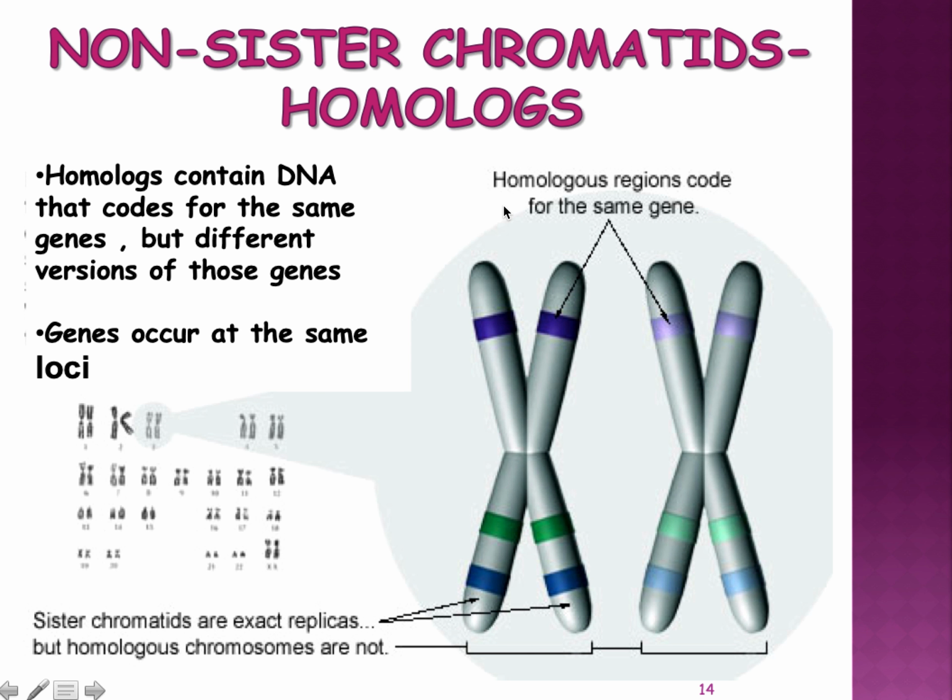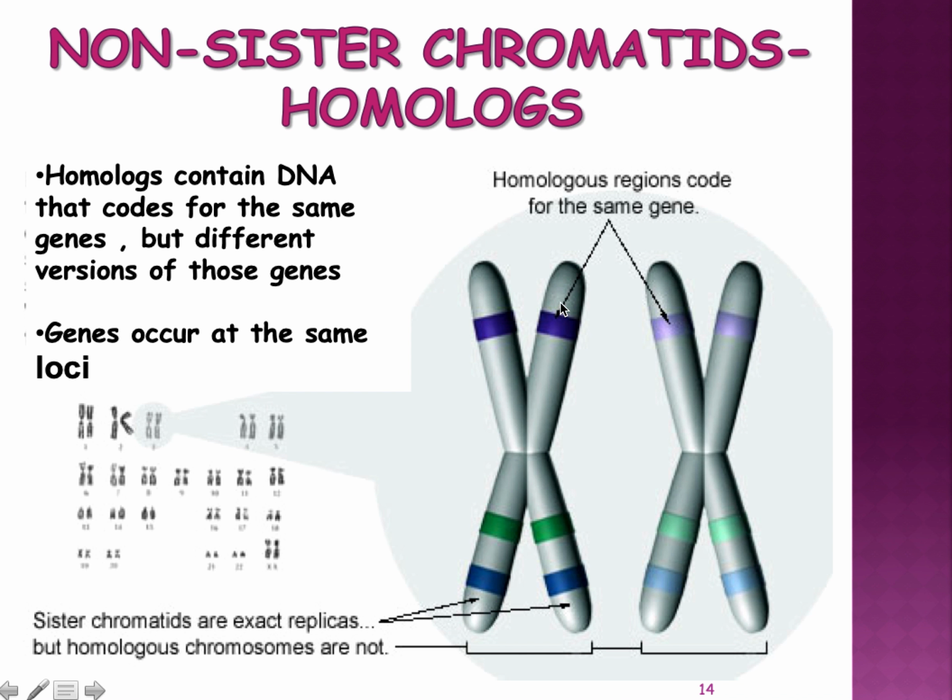They are homologous chromosomes. Okay, so homologous chromosomes have DNA that codes for the same genes, but different versions of those genes. Okay, so they're not identical to one another. While sister chromatids, right, the ones that are attached to each other, are exact replicas, the homologous chromosomes are not exact replicas. And so here's how I can explain this a little bit better.